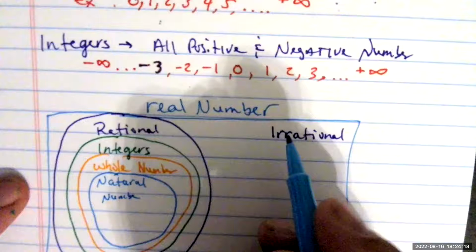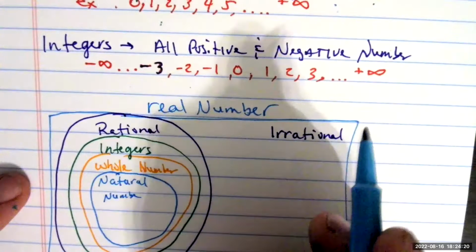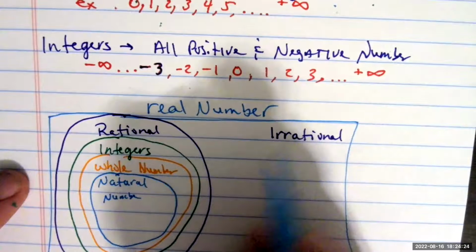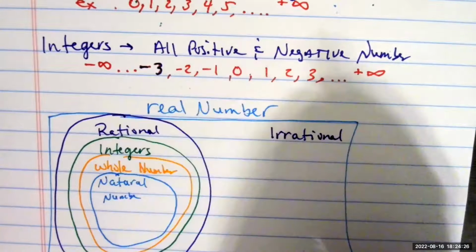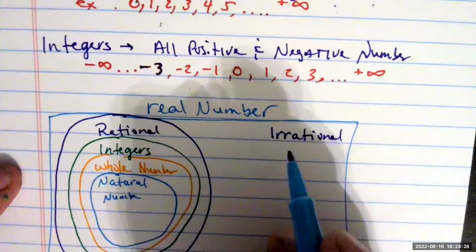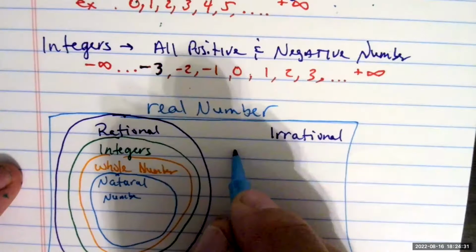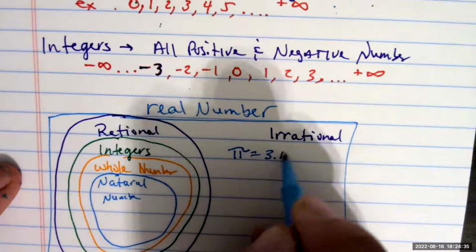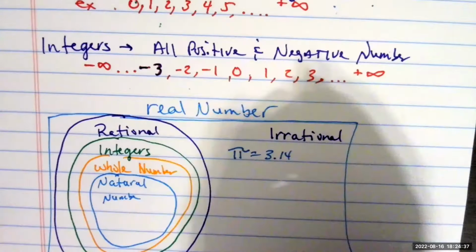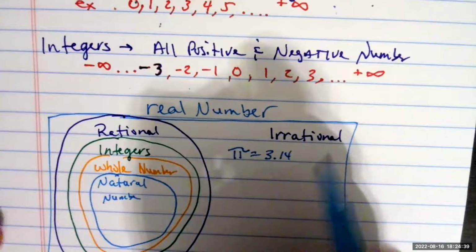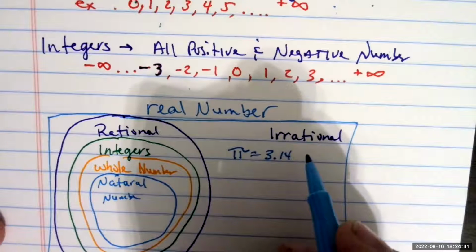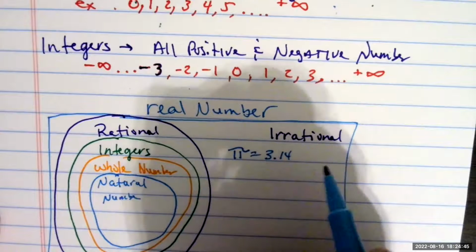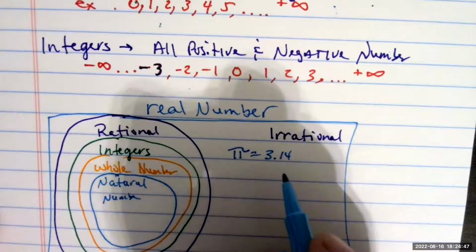Now, there are two things about irrational numbers. You can't make them into a fraction, and it never stops. Pi, for example, is a perfect one. Pi is a decimal. It's like 3.14, and it just keeps going, keeps going, keeps going. It never stops, and none of the numbers repeat. So if it never terminates, that means it never stops, and it never repeats.